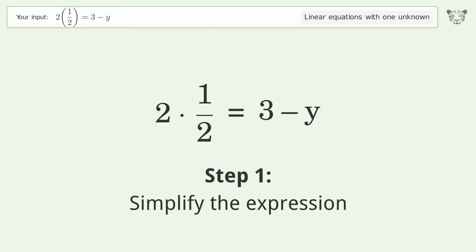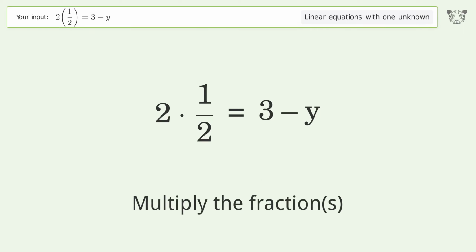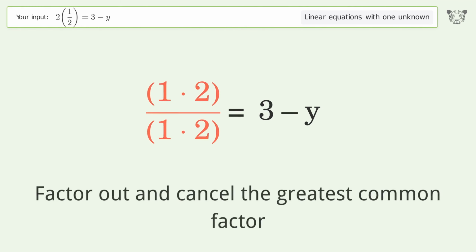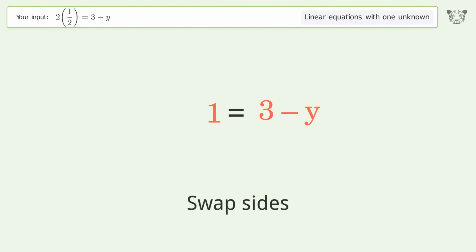Simplify the expression. Multiply the fractions. Find the greatest common factor of the numerator and denominator. Factor out and cancel the greatest common factor. Swap sides.